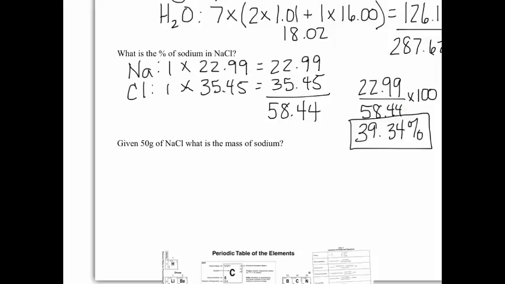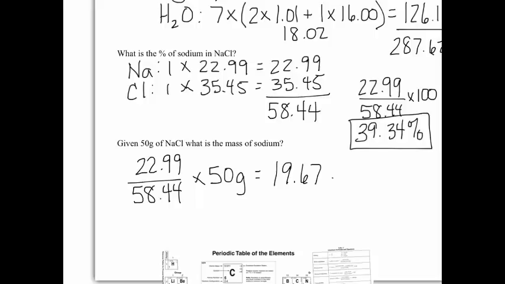So you can do this a couple ways. You can take this proportion and multiply it by the mass they've given you in the problem, or you can finish out the problem getting your percentage, then remembering to move your decimal place back 2 spaces, and you're going to use that decimal 0.3934 and multiply by the 50 grams. The choice is yours. I tend to like to use the proportion, so I'm going to do 22.99 divided by 58.44, and I'm going to multiply that by the mass they've given me in the problem. And I'm going to get 19.67 grams of sodium.